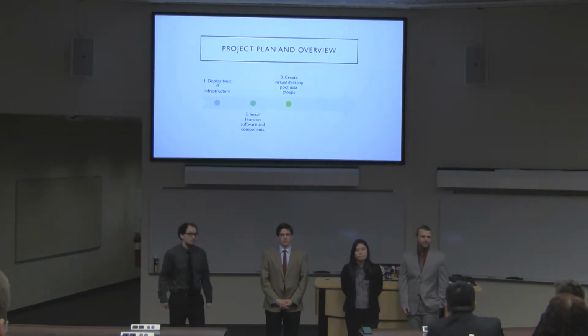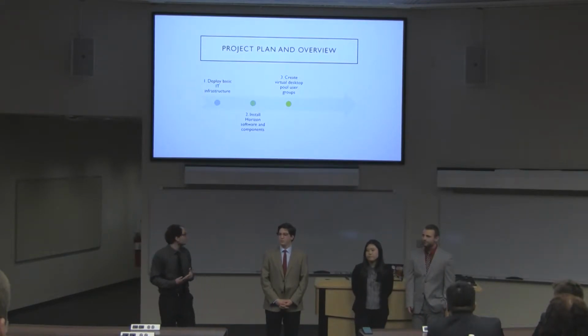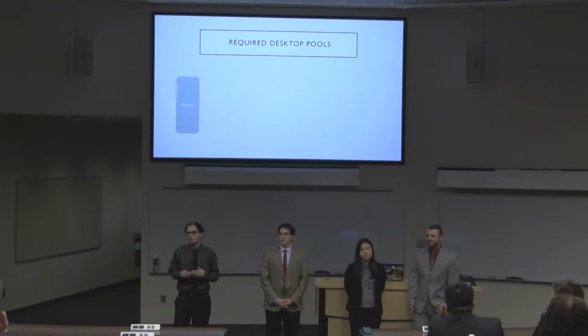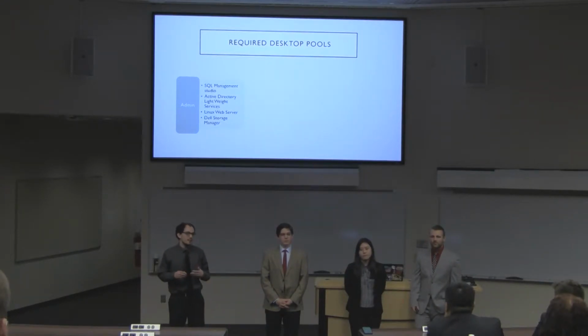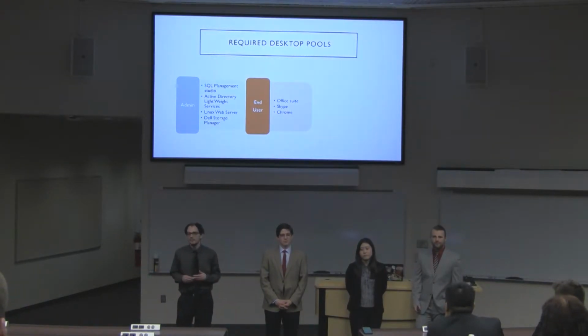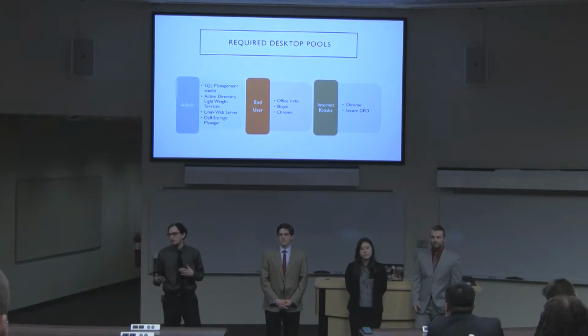So now we're going to move into that third step where we actually created these desktop pools and what they needed on them and what they looked like. So we had three, as we talked about earlier. We had an admin one, which is obviously for administrative tasks, things like managing SQL, managing web servers, things like that. And then we had our end user, which would be that everyday employee, so they needed things like Office, Chrome, Skype. And then we had our kiosk pools, which really is where that GPL comes into play.